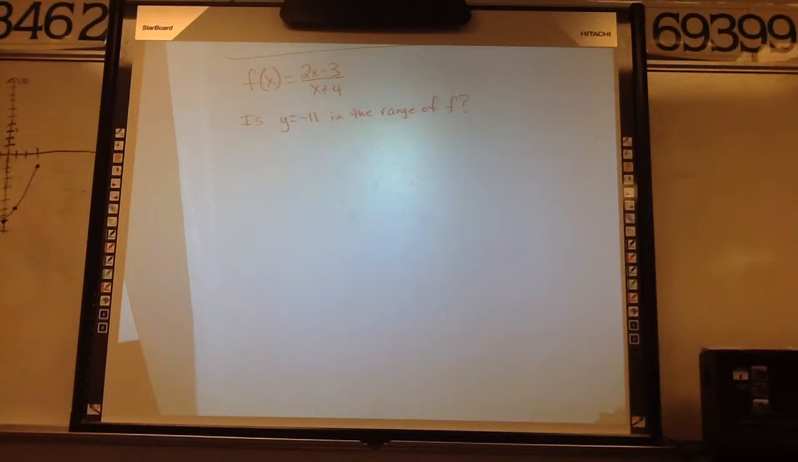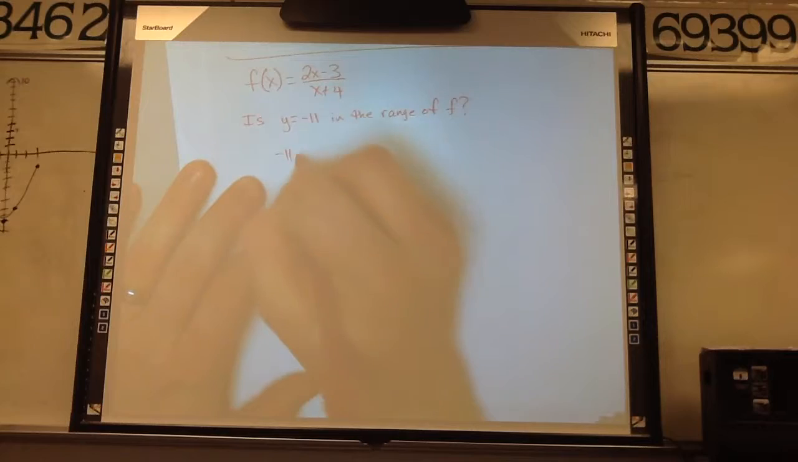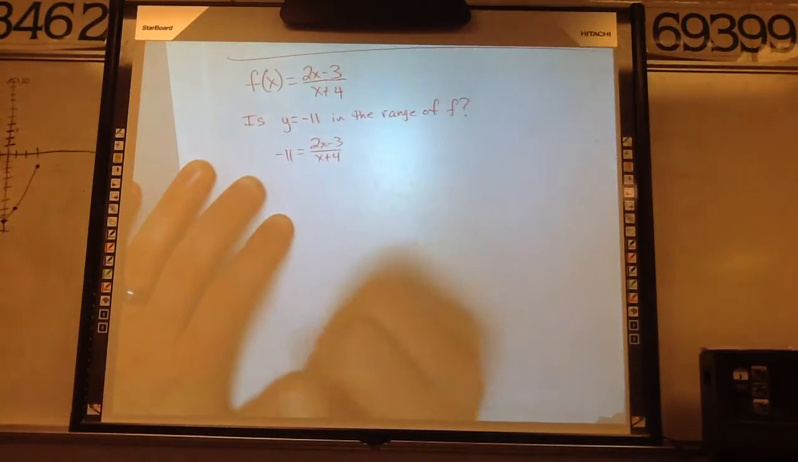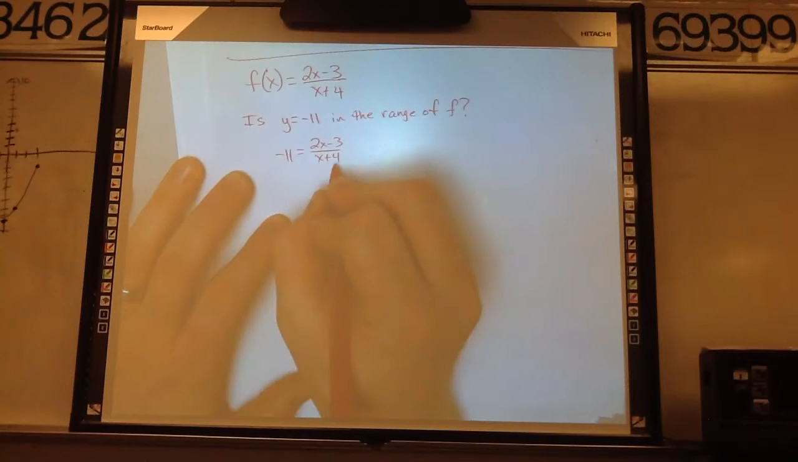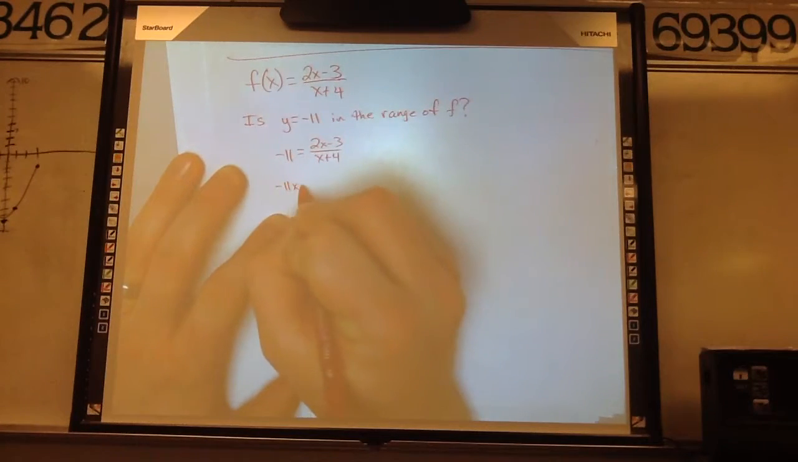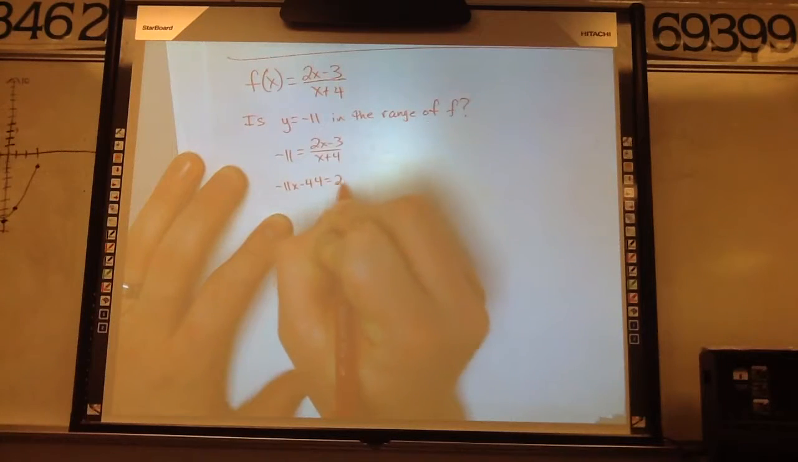Well, plug in negative 11 to the left side. Negative 11 equals 2x minus 3 over x plus 4. Multiply by x plus 4. Negative 11x minus 44 equals 2x minus 3.